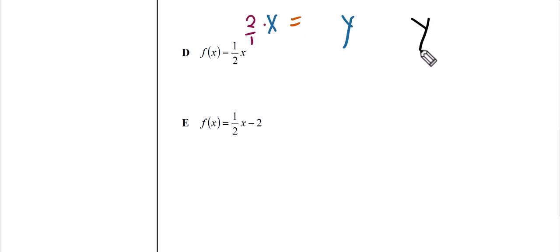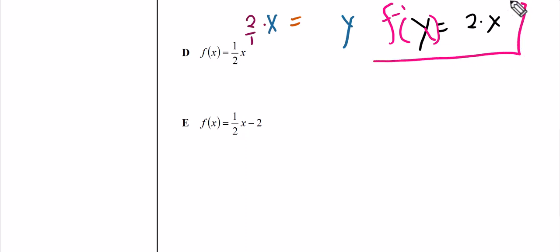So then we get y is equal to 2x/1. But the 1 isn't necessary. And so we're left with this. We will transform it. And our inverse function is going to be 2x.